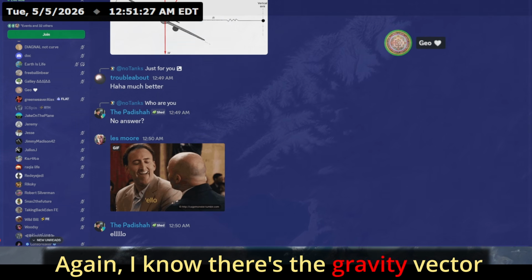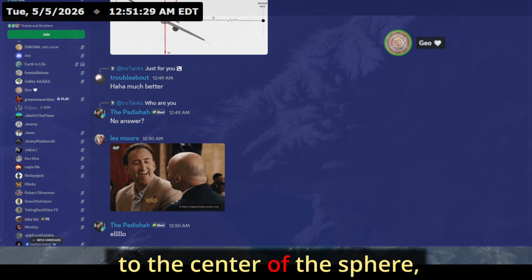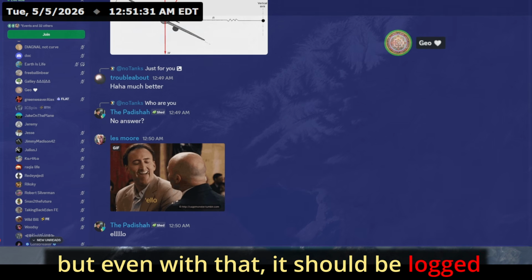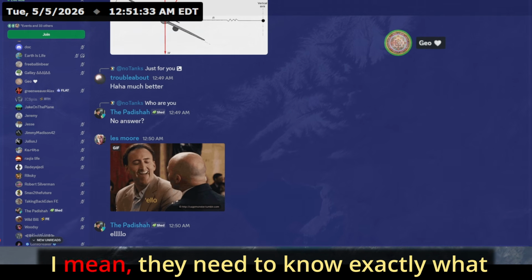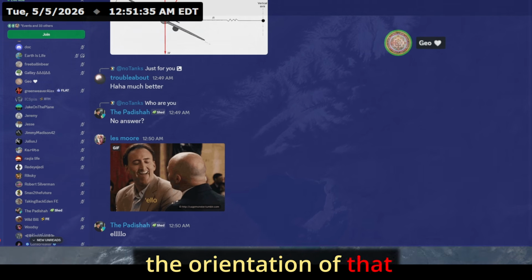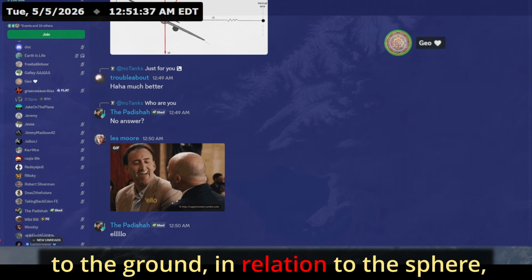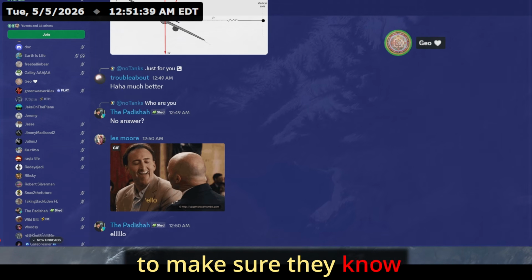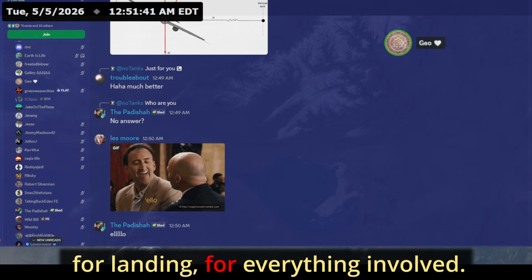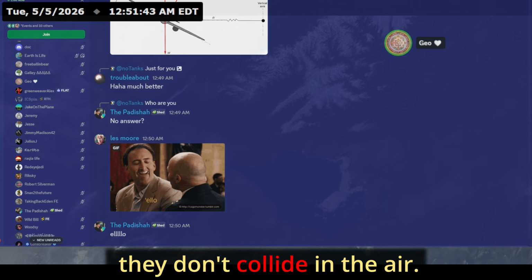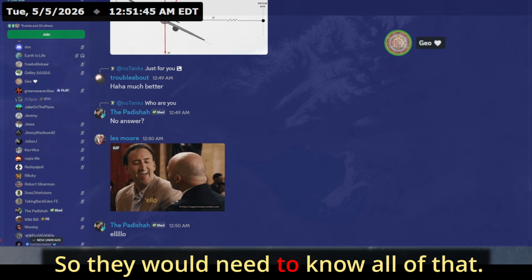Now, again, I know there's the gravity vector and the claim of pulling to the center of the sphere, but even with that, it should be logged and recorded every day. They need to know exactly what the orientation of that airplane is in relation to the ground, in relation to the sphere, to make sure they know their pitch angles and for landing, for everything involved, and they have to make sure they don't collide in the air. So they would need to know all of that.